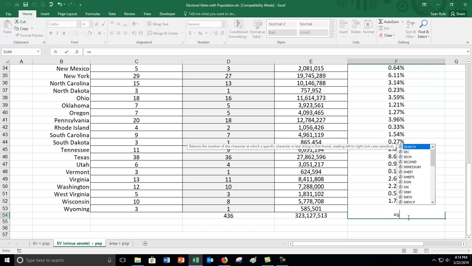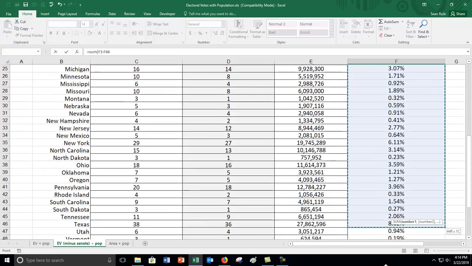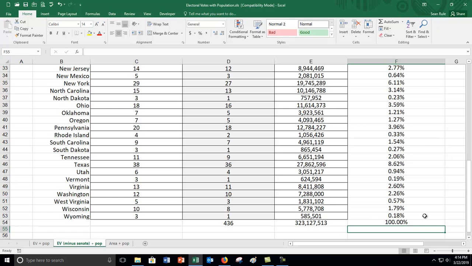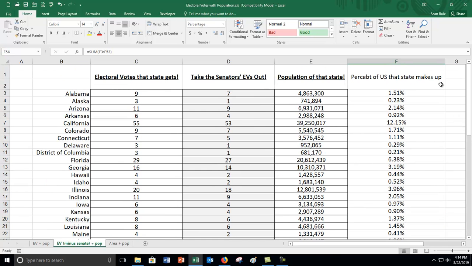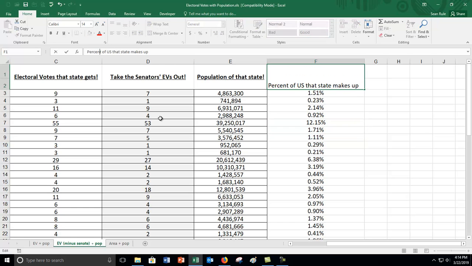Now, anyway, sidetracked. Let me sum up all these percentages to make sure they add to 100. They should, just because of the way we did the math. Okay, let's do right there. All right, 100%, beautiful. Now what I'm going to do is add a column over here. Oh, I spelled percent wrong too. Good thing I don't teach English. And I'm going to put that here.